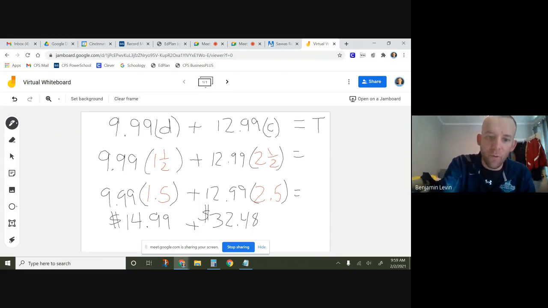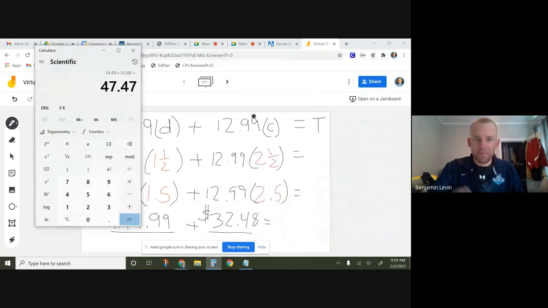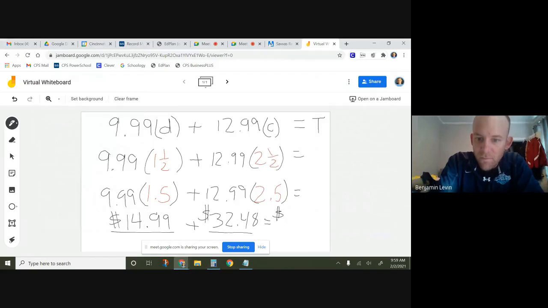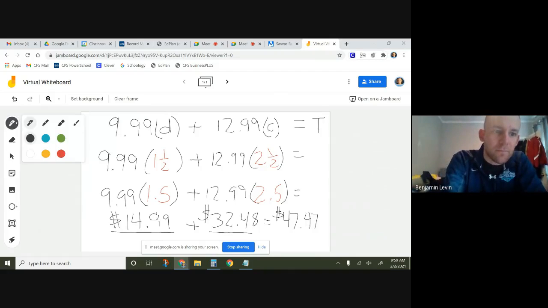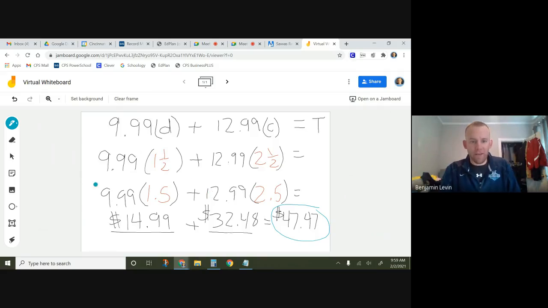So this is your price for the almonds right here, and this is your price for the cashews. And so for our total, we just have to add them together, right? That's all we got to do. $14.99 plus $32.48 equals $47.47. That is our total price for 1.5 pounds of almonds and 2.5 pounds of cashews.